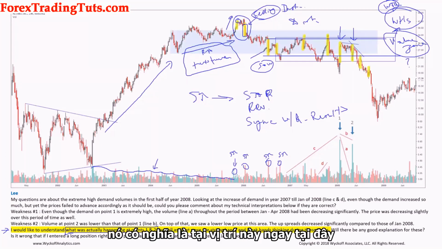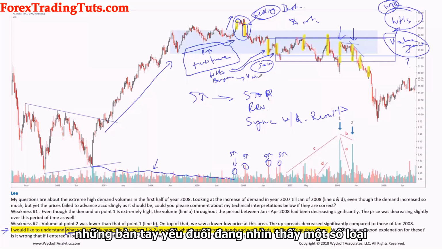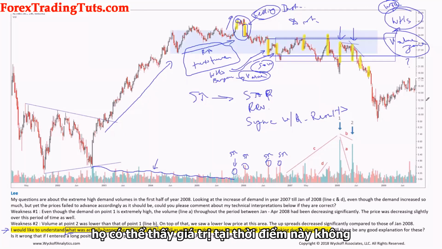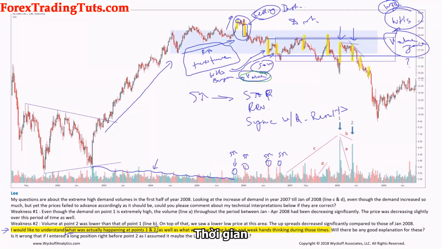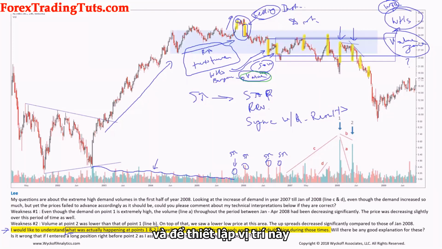It means that at this spot right here and at this spot right here, weak hands are buyers, and if they are buyers, what do they see? The weak hands are seeing some kind of value. So that's a very interesting thought. How could they see value at this point of time? The trend up has been broken. The stock went into the consolidation. The stock is at the support level. Wouldn't they feel more fear to come in and to establish this position?